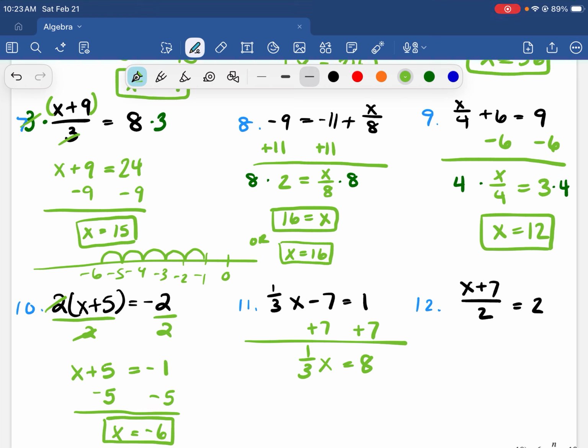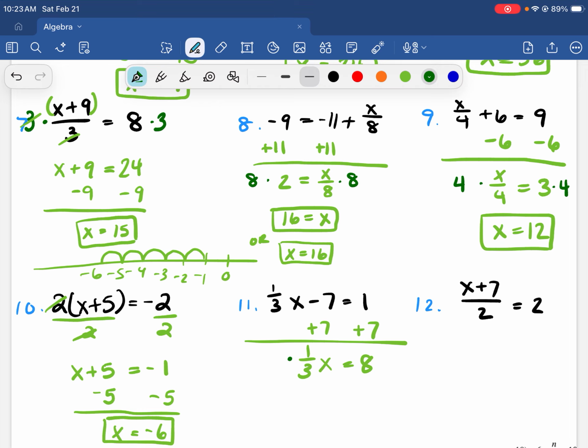So I have 1/3 times x. I could divide by 1/3. It just looks a little funky when we have fractions. We don't usually then divide by a fraction. That just makes the look of the equation a little bit more complex. So in this case, I'm going to multiply by the reciprocal or multiply by the opposite. That is really the same thing as dividing, it just looks different.